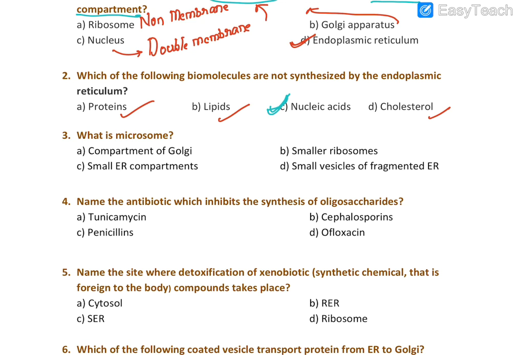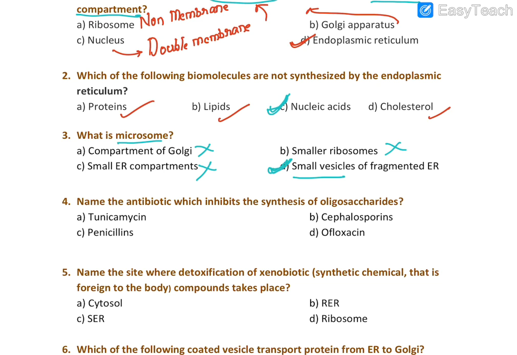Then if we take the third question, microsome: the smaller endoplasmic reticulum or small vesicles that are produced from the endoplasmic reticulum, or fragmented endoplasmic reticulum, we call them microsomes. They can be rough microsomes as well as smooth microsomes. So microsome is not a compartment of Golgi apparatus. It is not the ribosome, and also it is not a small endoplasmic reticulum compartment. That is wrong. It is a small vesicle of fragmented endoplasmic reticulum. So the answer should be D.